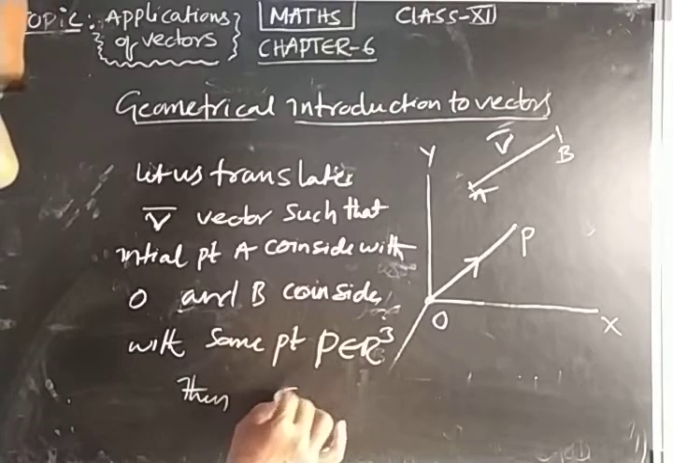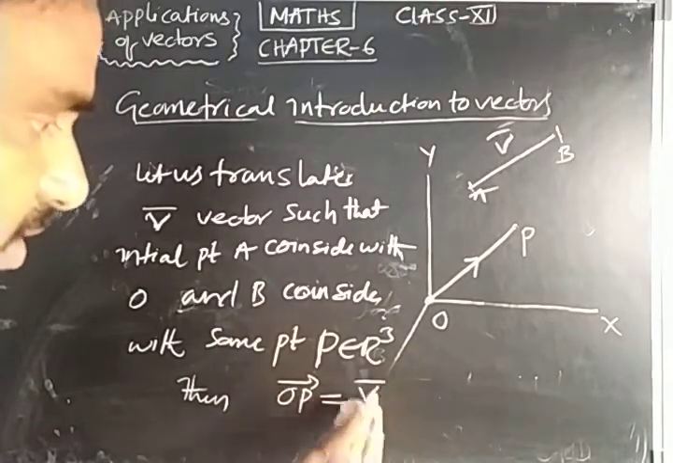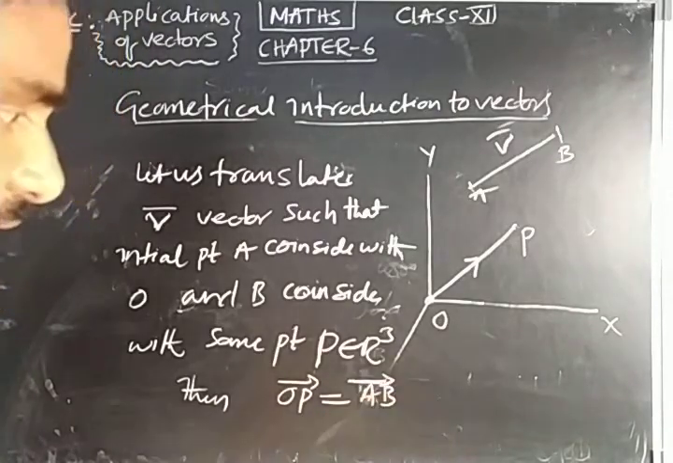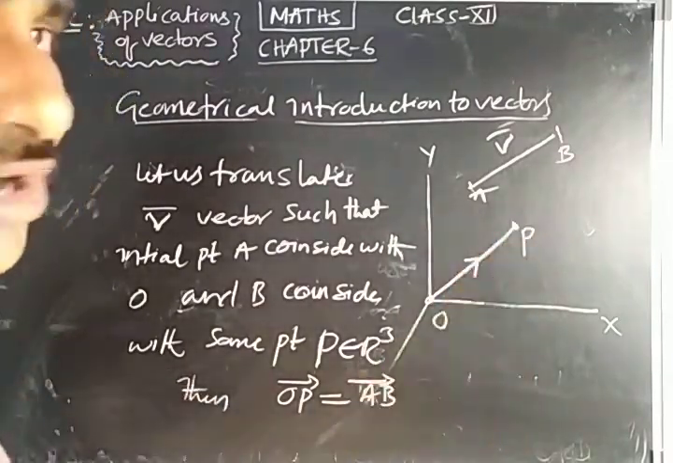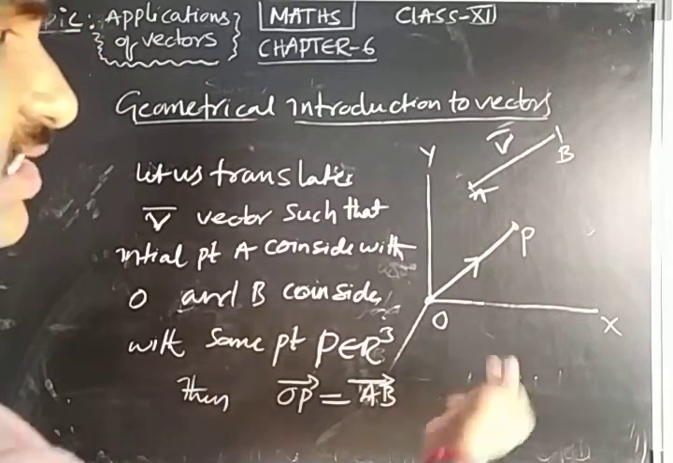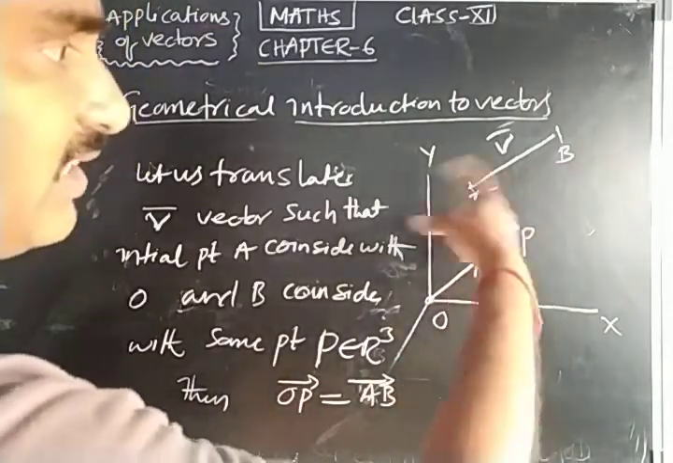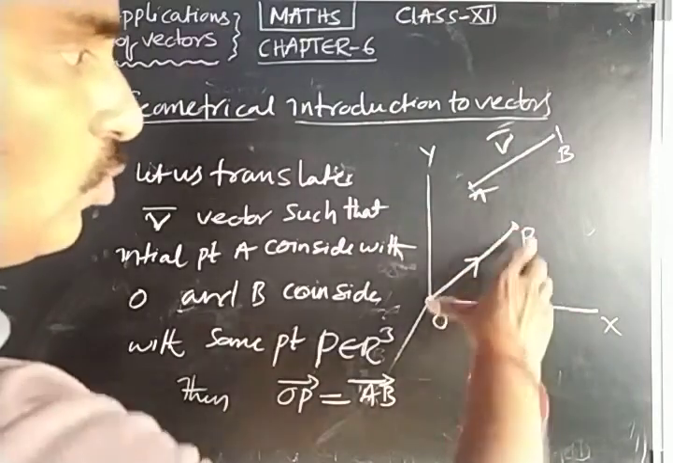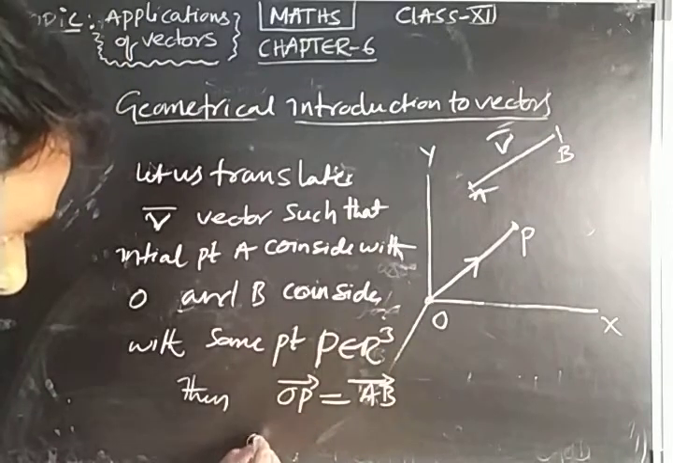Then we can say that the OP vector is again equal to V bar or AB bar. So here, what is P? P is a point in the space, and every vector we can represent as a point in the 3D space. So V bar we can represent as OP bar. Why? Because both are equal.